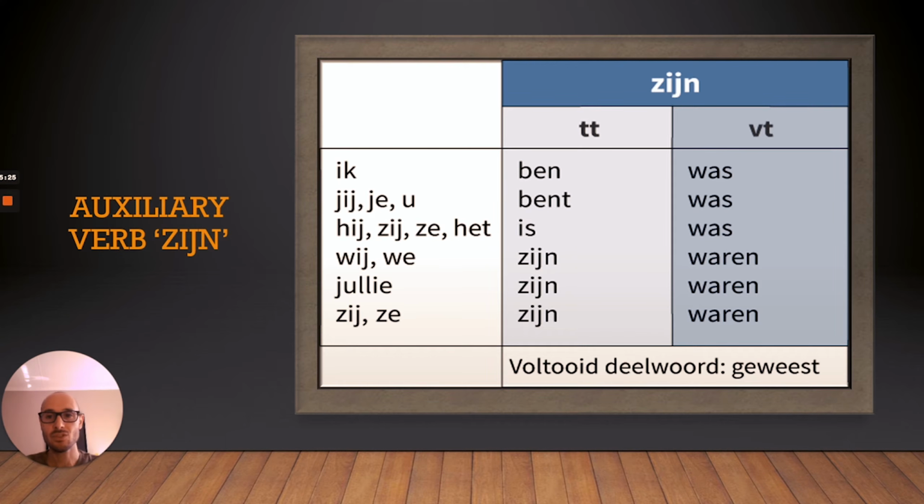Now zijn again, so you look at zijn. On the left side you see your personal pronouns: ik, jij, je, u, hij, zij, ze, het, wij, we, jullie, zij, ze. Again, what tense are we going to use? We are going to use the present tense, so the light blue column, and that will be ben, bent, is, zijn, zijn, zijn. So as I've said, I have become, that would be ik ben geworden. So zijn can also be an auxiliary verb for the perfectum. Okay, again, as with hebben, we will place it next to our subject in the beginning of the sentence.